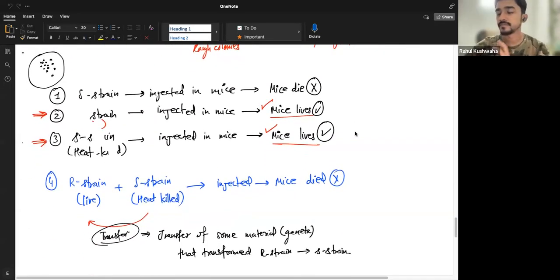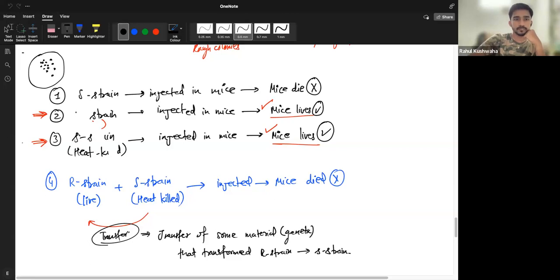When he injected the S strain, the mice developed pneumonia and died. When he injected the R strain, the mice lived. And what does this tell us about the baseline nature of these strains? That S strain is virulent and lethal, whereas R strain is non-virulent and non-lethal.